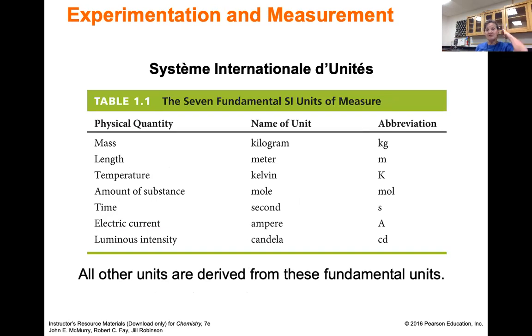So in order to test your hypothesis, you're going to have to do experimentation and often measurement. This is just a slide telling you about the fundamental units that you'll use: mass, length, temperature, amount of a substance, time, electric current, and luminous intensity. These all have units that, if you use SI units, the standard unit system, then everything will be consistent. So mass in kilograms, length in meters, temperature in Kelvin. It gives you both the name and also the abbreviation for that type of unit. All other units are derived from these fundamental units.